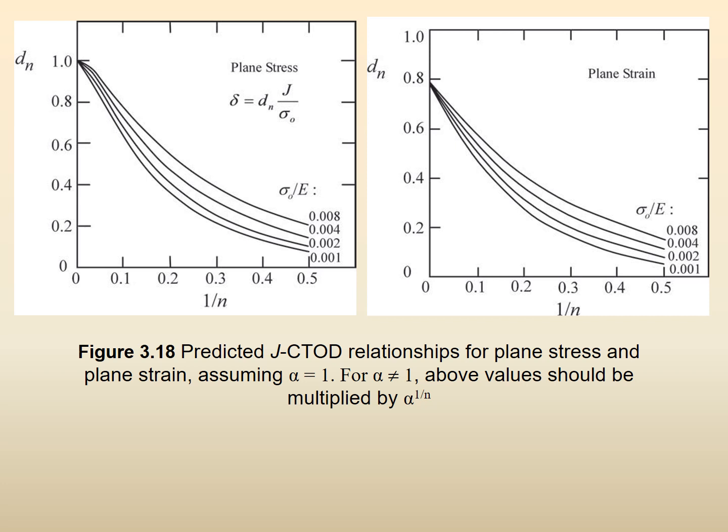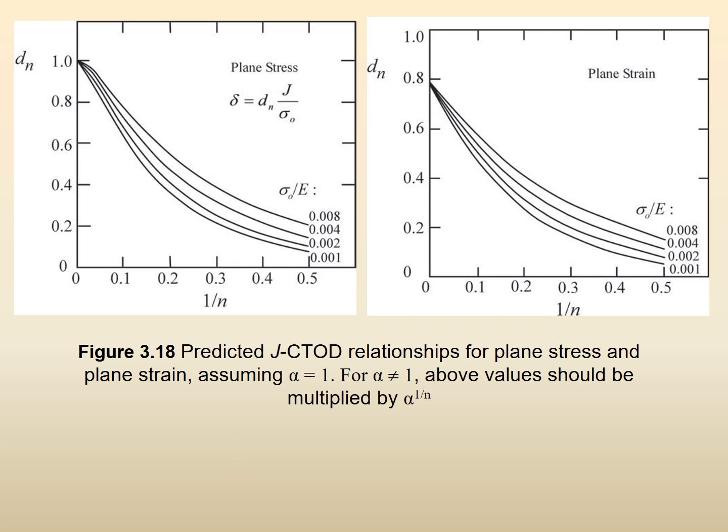These are, as I was just saying, charts, right? The equation is there, but for different values of n and different values of sigma naught upon E, you have plotted these charts for plane stress or plane strain. So if we are in the field, in a hurry, rather than using the whole equation, we just directly see what the n value, sigma naught and E values are for our given material, and then we find a value of dn. And once dn is there, there is a relationship between J and CTOD.